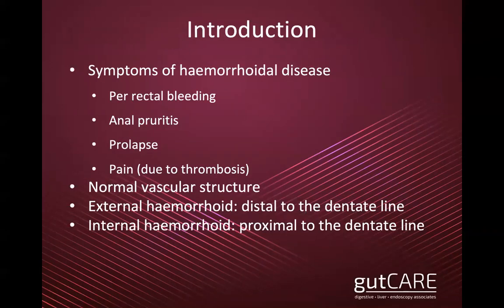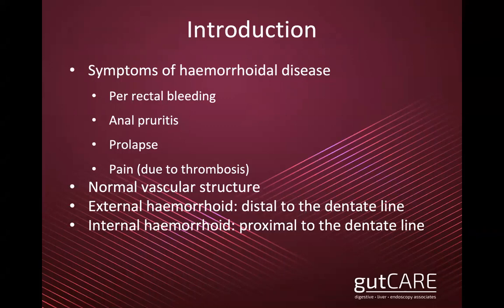So, introduction. Symptoms of hemorrhoidal disease when a patient comes to see us include per-rectal bleeding, anal pruritus, itch in the bum, right? Prolapse, so sometimes they say, oh, there's a lump in the bum. And pain is usually due to thrombosis of the external hemorrhoids.